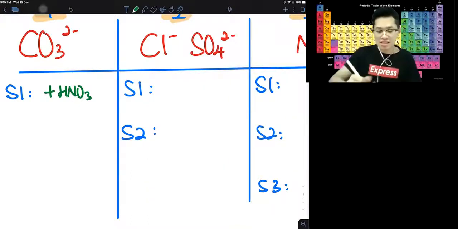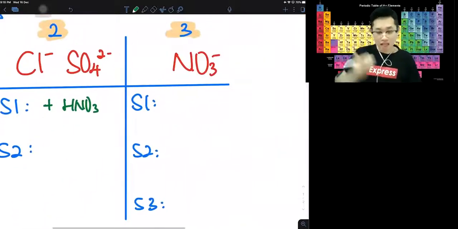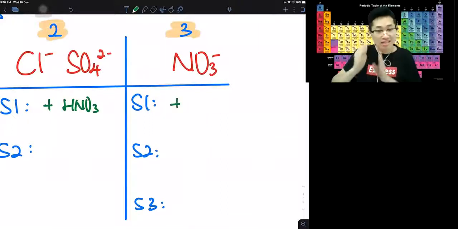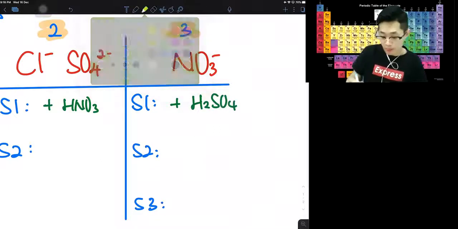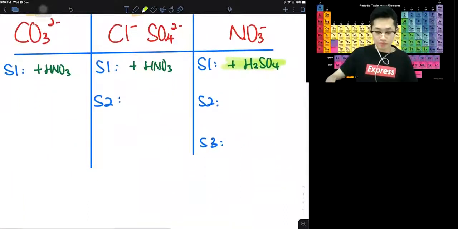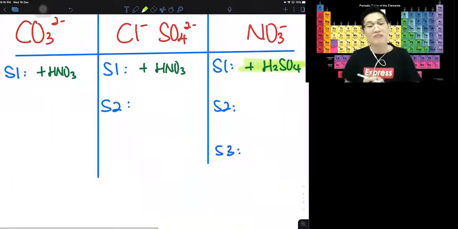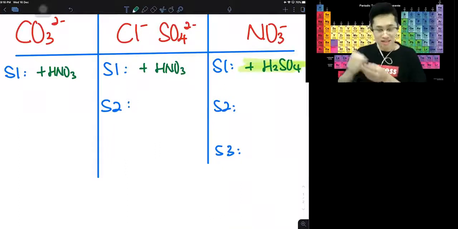For chloride and sulfate, same, I add nitric acid. Nitrate is different. For nitrate, you can only use sulfuric acid. This is something you have to memorize, but I believe you never memorized it since you first learned this chapter.